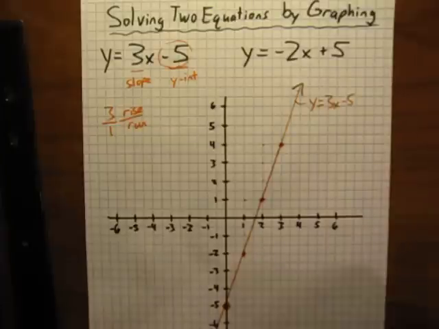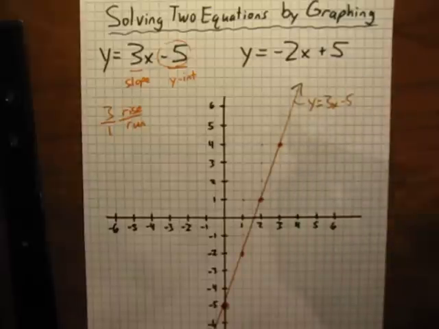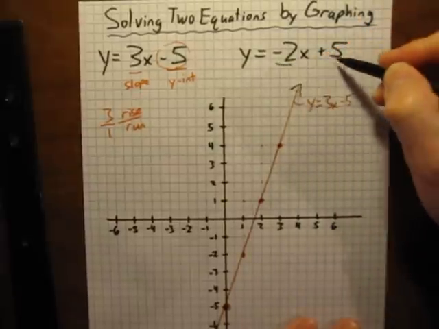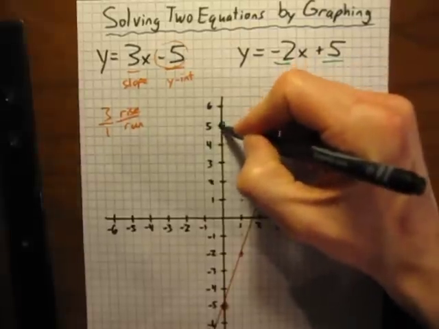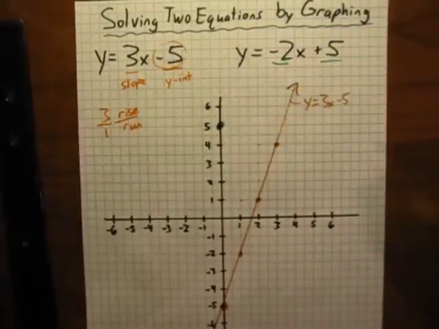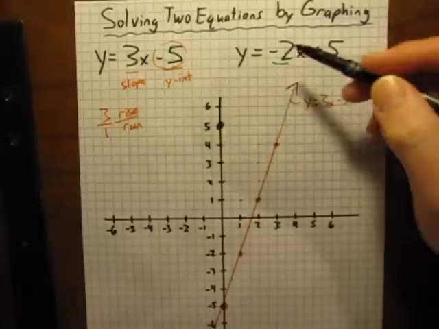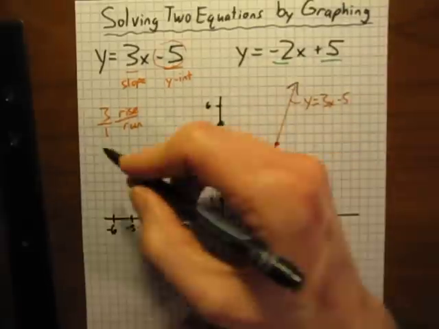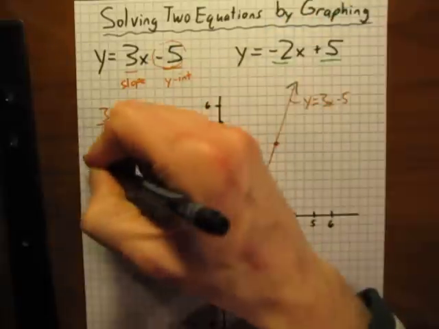The next equation over here, y is equal to -2x plus 5. So again, there's our slope, there's our y-intercept. Let's start with the y-intercept. Right there, our y-intercept is 5. So that's where we're going to begin. Our slope is 2, and 2 as a fraction is 2 over 1. So, I'm sorry, our slope is -2.